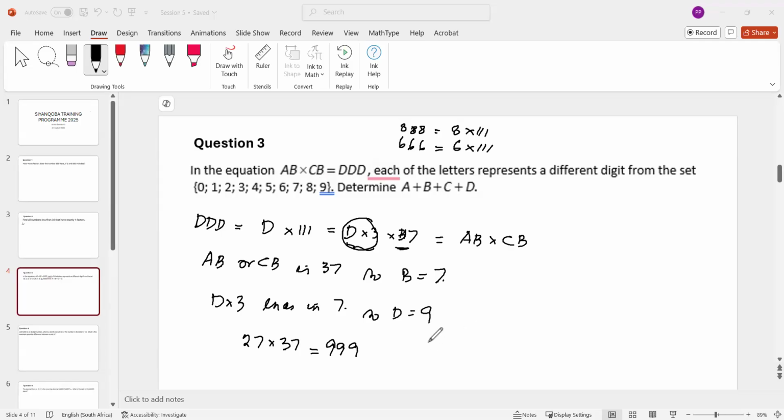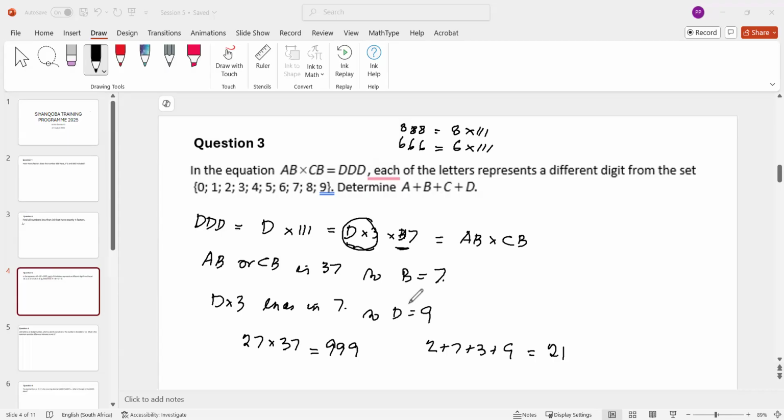So the symbols are 2 plus 7 plus 3 plus 9. These are the 4 numbers which are occurring here, 2, 3, 7, and 9. And you want to know what the sum is, so that gives you 21.